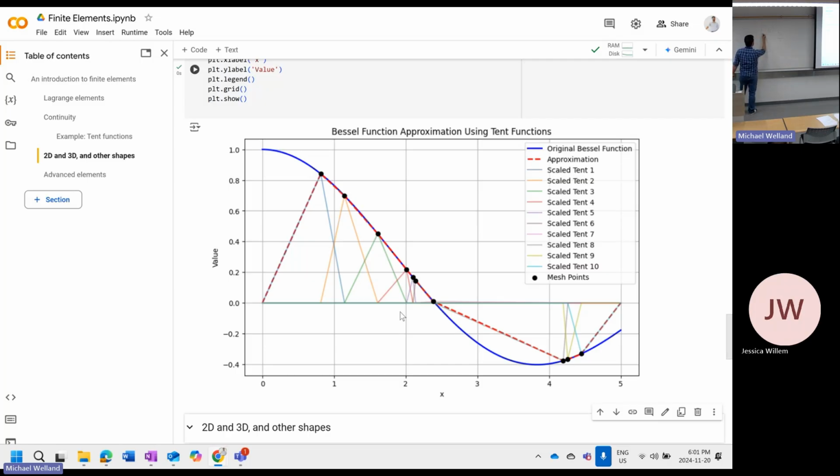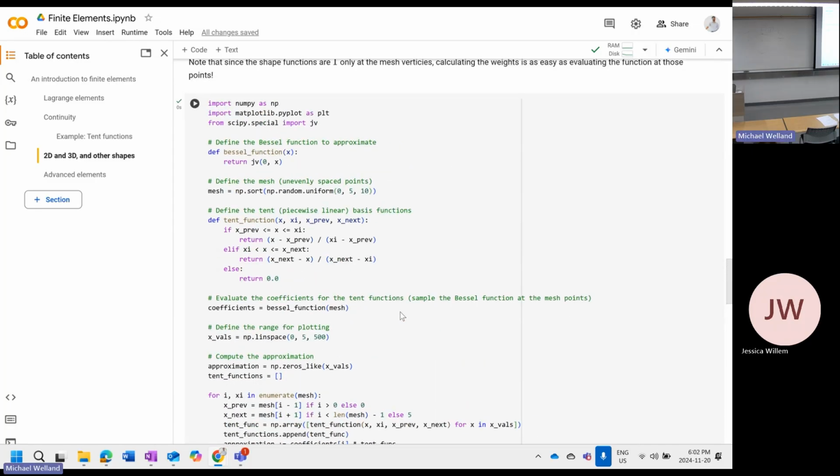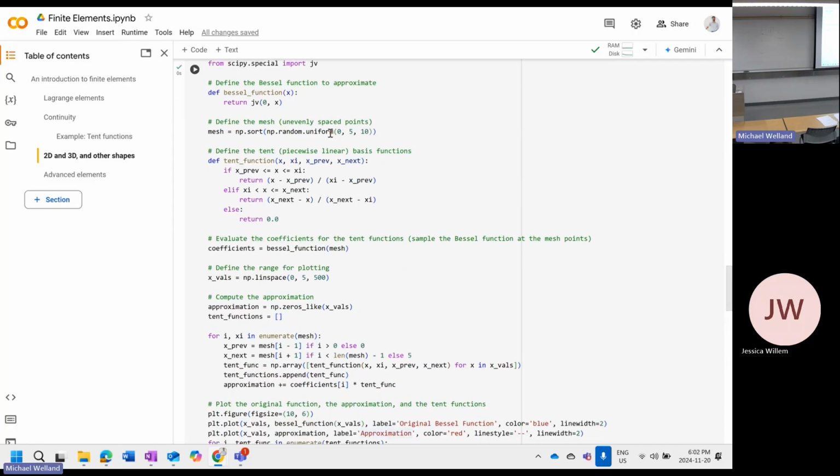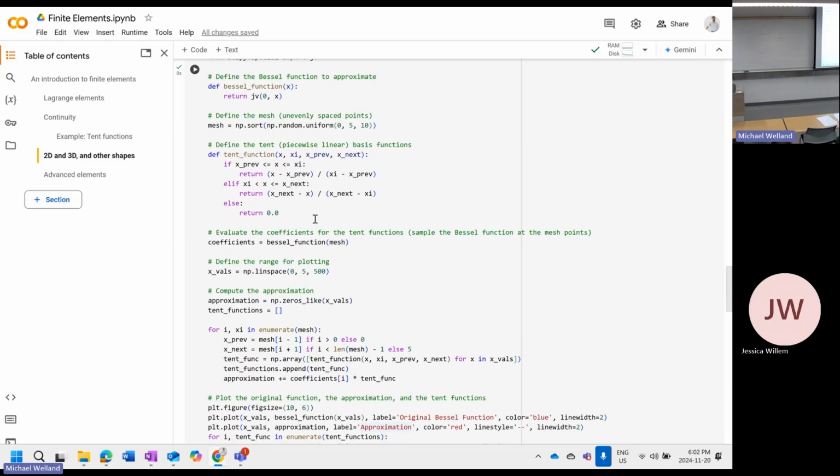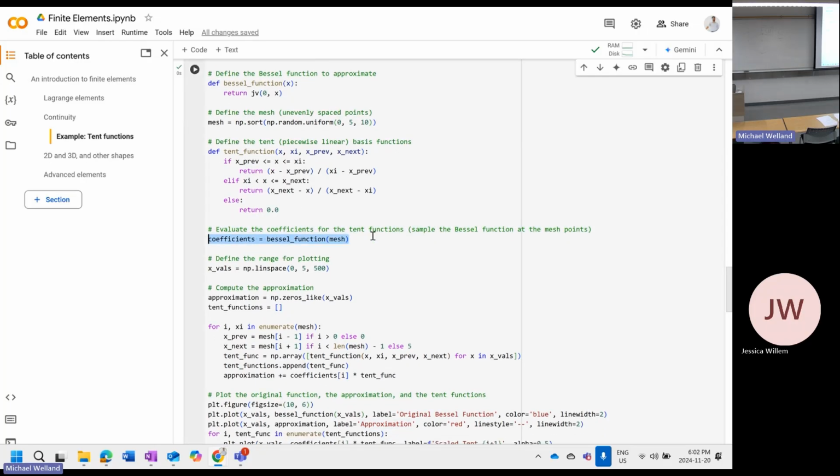Because there is only one shape function here at that value, it's actually very easy to calculate the weights. Anybody guess what the weights are? Your approximation is the sum of all shape functions, and only one of those shape functions is non-zero at this point. So how would you calculate the weight? Sure. That's your X grid. This is your tent function. The coefficients of your solution are literally the function evaluated at that point.